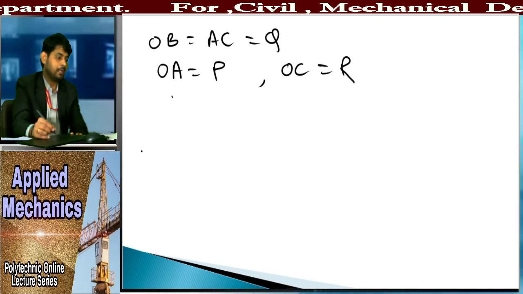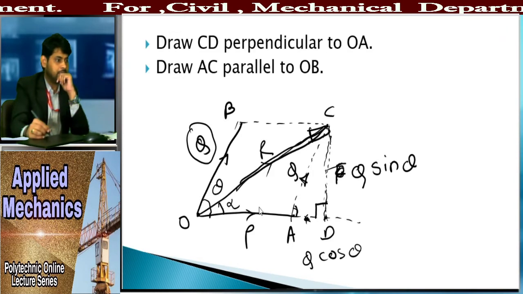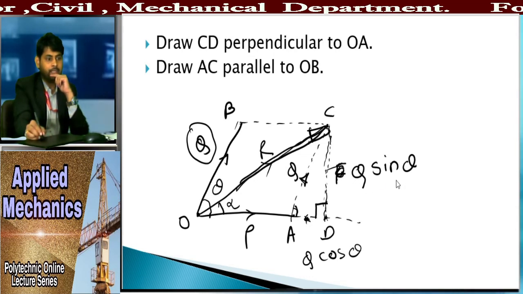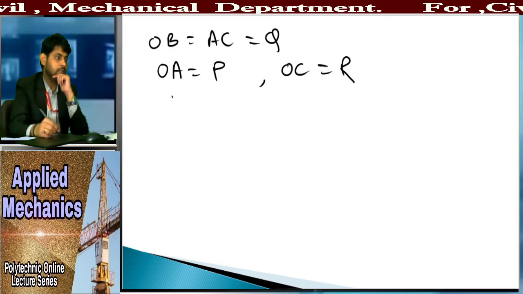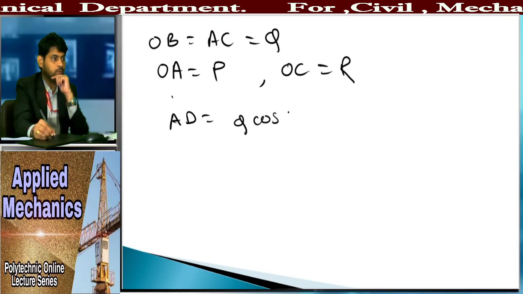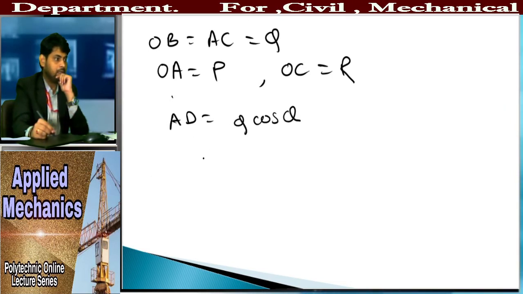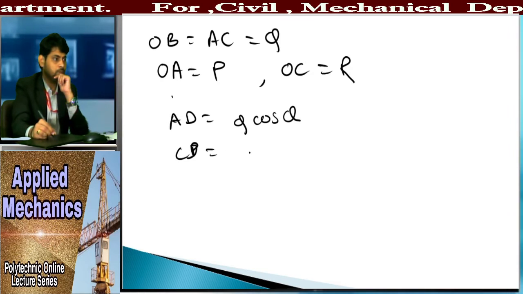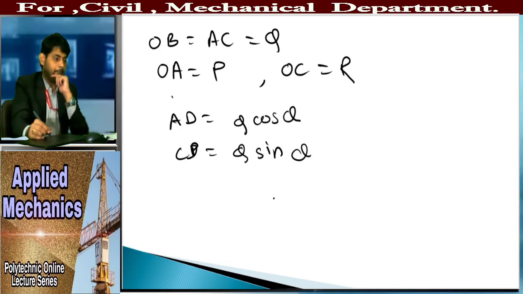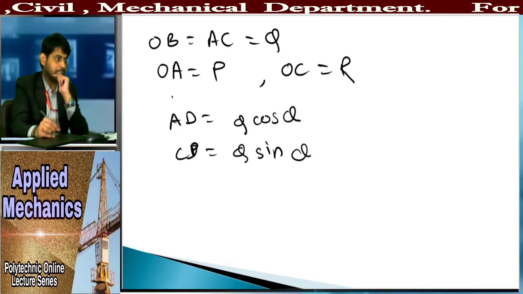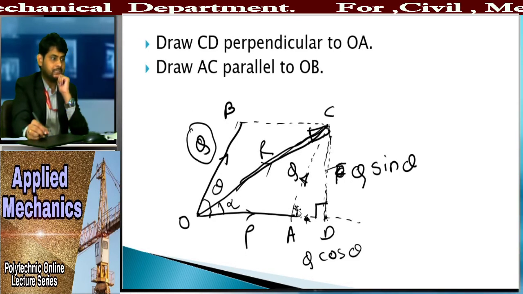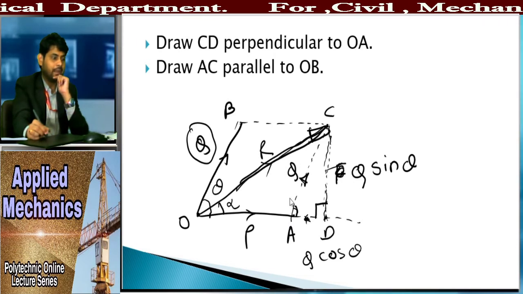So after that, what you have to do now, see here, this AD is nothing but the Q cos theta and this CD is nothing but the Q sin theta. So right here AD is equal to Q cos theta and CD is equal to Q sin theta. Okay, after that what you can do, so see here, ACD is nothing but the right angle triangle.